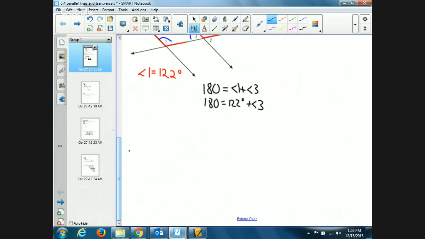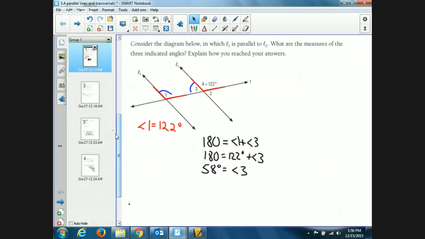So what are we going to do about that? Subtract it over. 180 minus 122, and you got 58 degrees. Angle 3 on the diagram. Now that I have angle 3 done, there's a number of ways to do things.